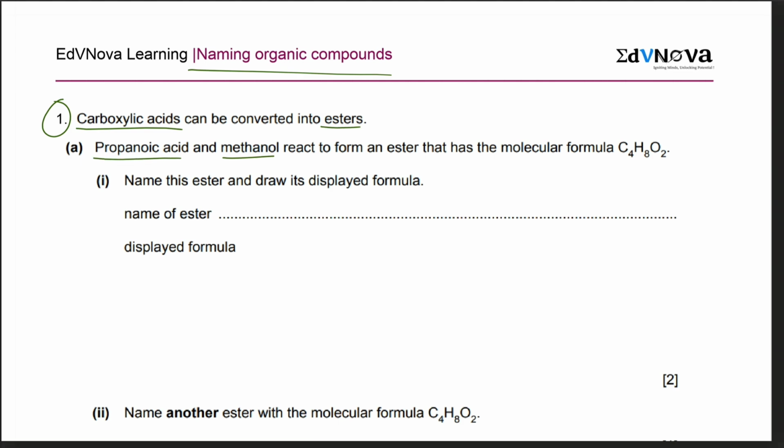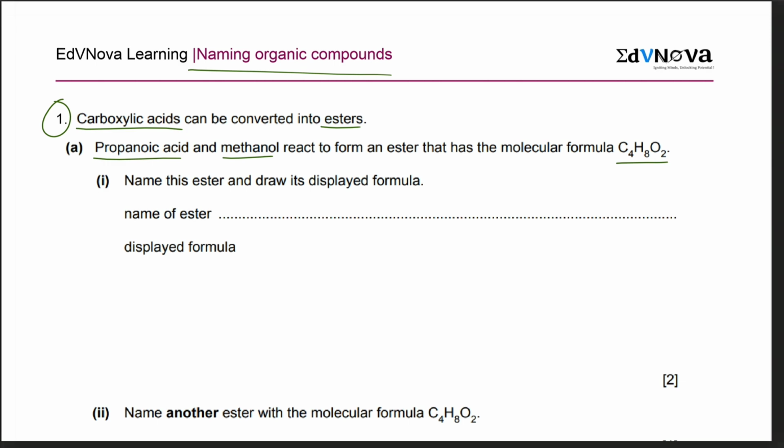Propanoic acid and methanol react to form an ester that has the molecular formula C4H8O2. Name this ester and draw its displayed formula. Whenever they say displayed formula, you have to show all the carbons, basically all the bonds in the molecule.